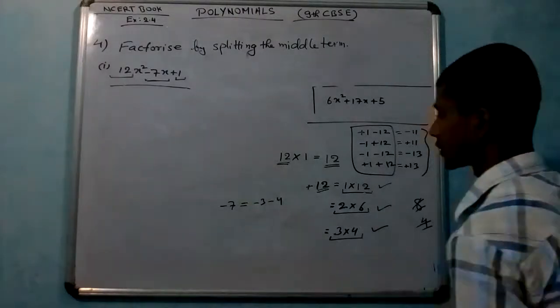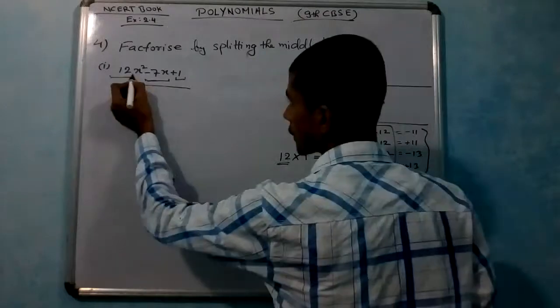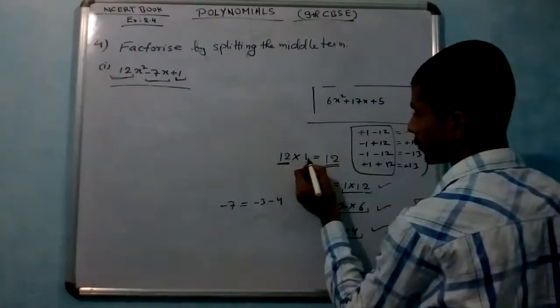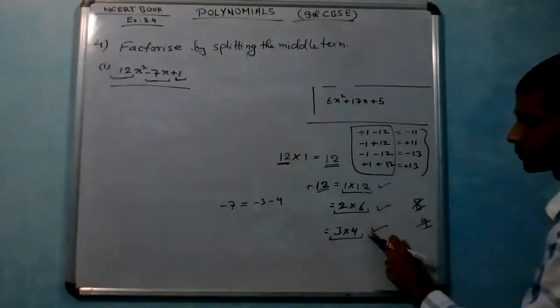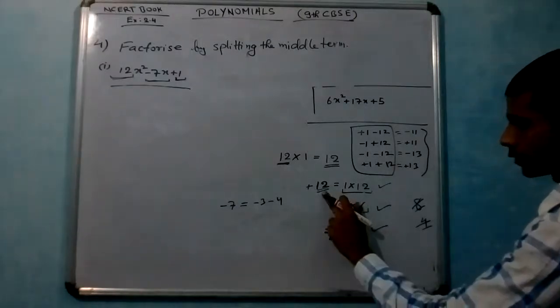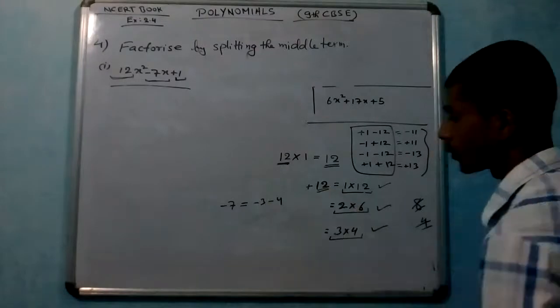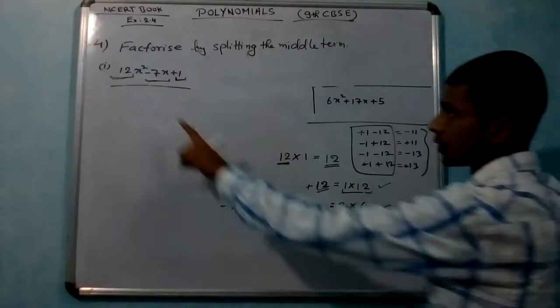Now what we did actually see here. We first took the coefficient of x square, 12, and then the constant, we multiplied here: 12 into 1 is equal to 12. Then we found all the possible pairs of factors for 12, and now we are searching for whose addition or subtraction can give us minus 7.